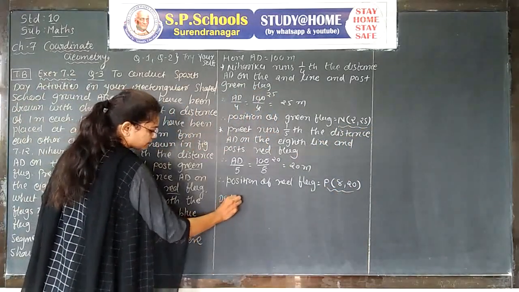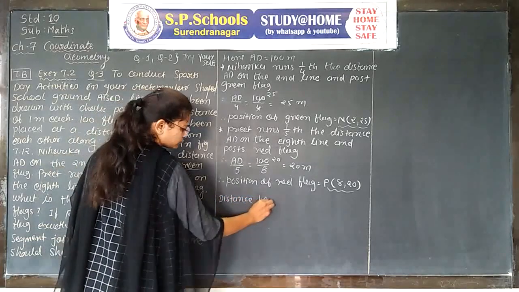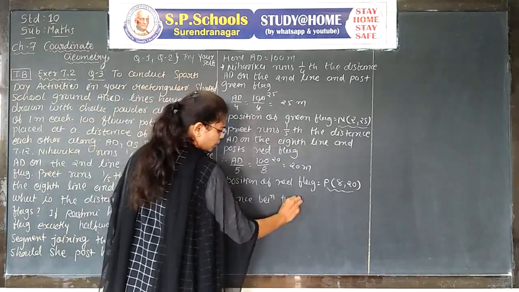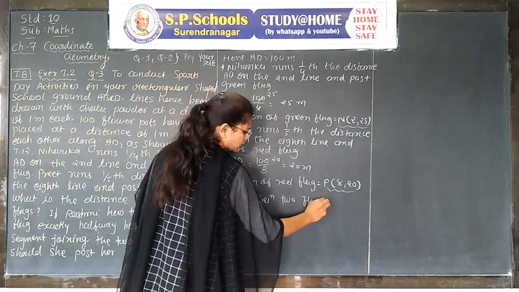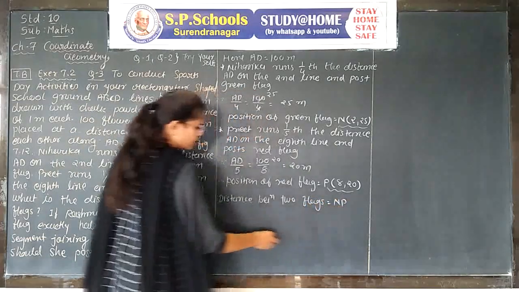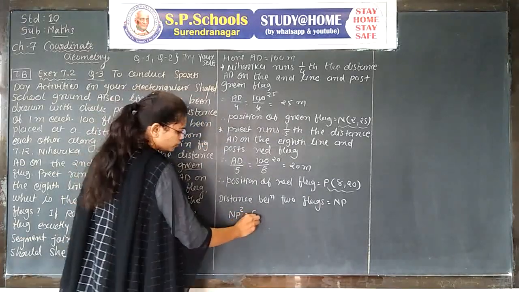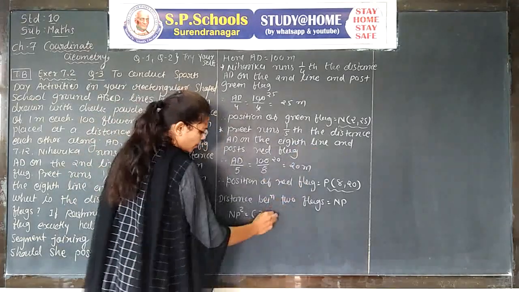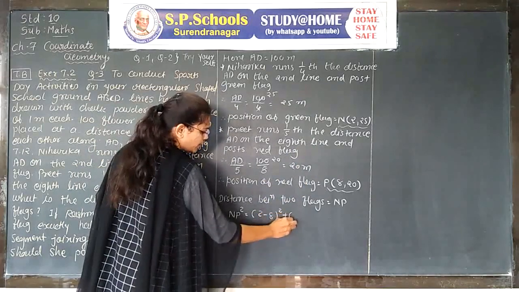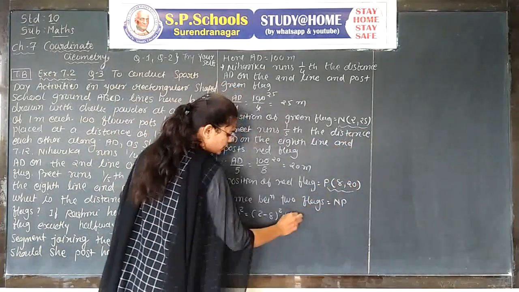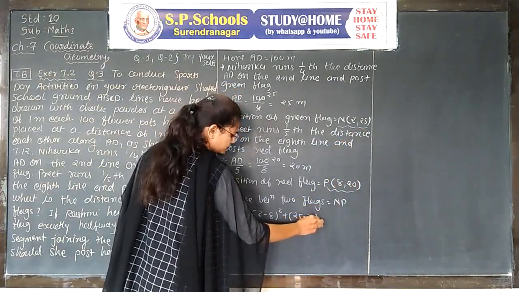Distance between two flags is equal to NP. That's why first of all we need to find the square of NP, which is equal to the square of the difference of their x coordinates plus the square of the difference of their y coordinates.